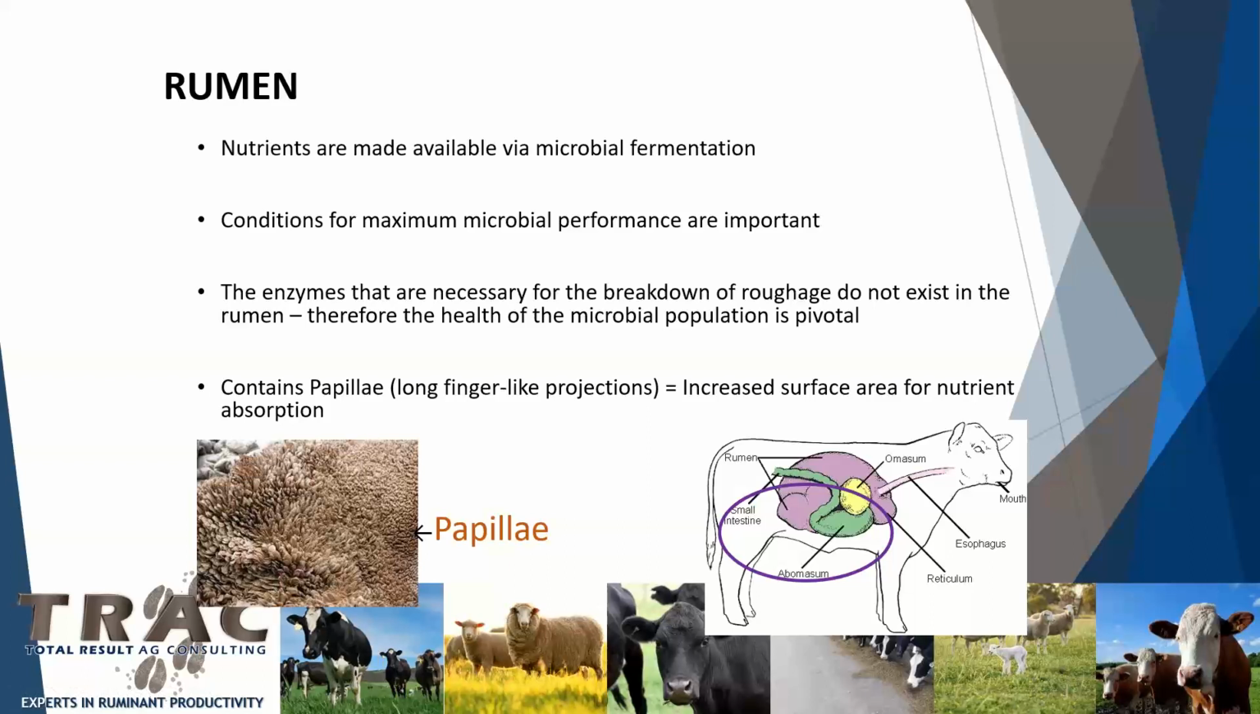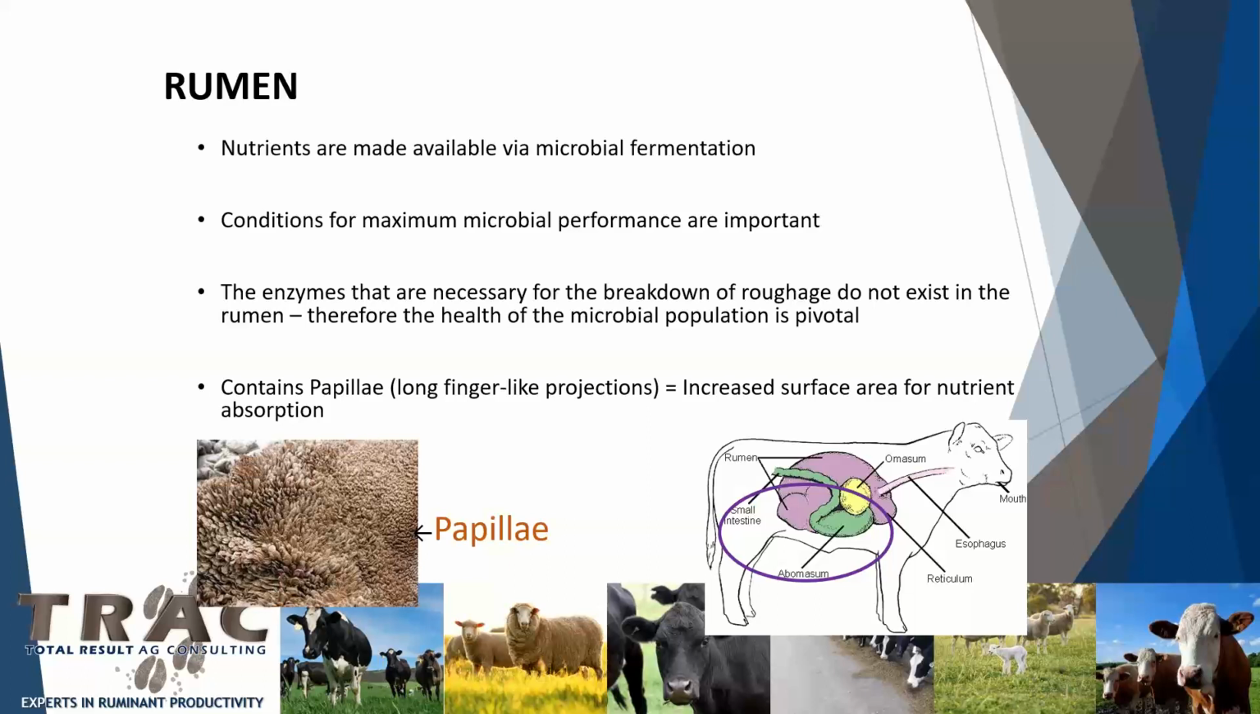So if we take a step backwards and think about our cattle, they're ruminants, so they've basically got a fermentation vat in their stomach. Once they eat their food and chew it up, it's available for microbial fermentation in this big fermentation vat known as the rumen. So we need to have the best conditions so that we can get the maximum microbial benefit out of the food we're giving these animals. Enzymes needed for the breakdown of food don't exist in the rumen, but the bugs can make these enzymes, so the health of the microbial population is quite pivotal.